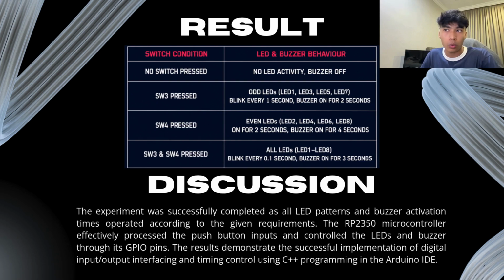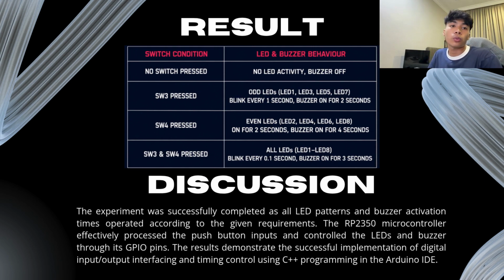And moving on to switch 4 pressed, which on the board says GP21. When it is pressed, the even LEDs, which is 2, 4, 6, 8, are on for 2 seconds, and the buzzer is on for 4 seconds. Lastly, we press both of the switches, which is GP20 and 21, also indicated as switch 3 and switch 4. All LEDs blink every 0.1 seconds, and the buzzer is on for 3 seconds.